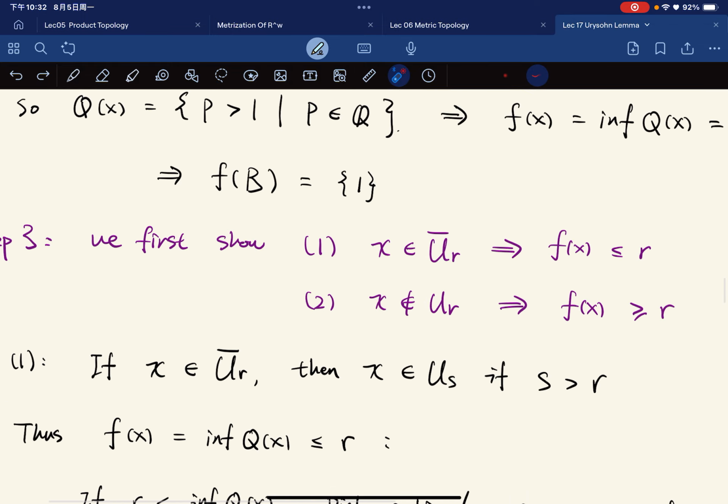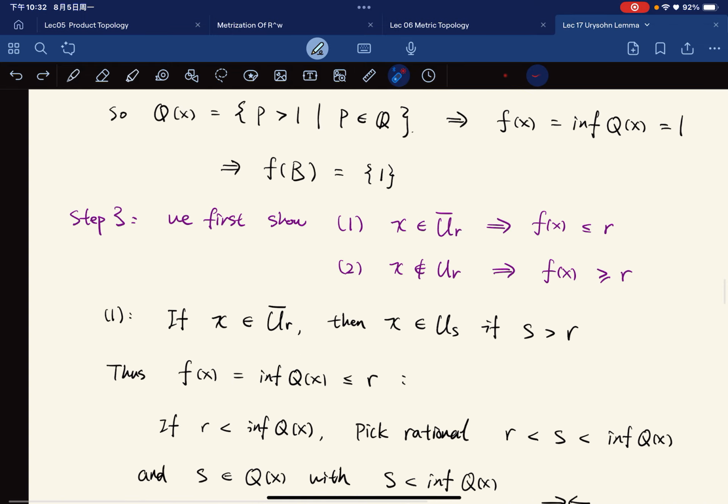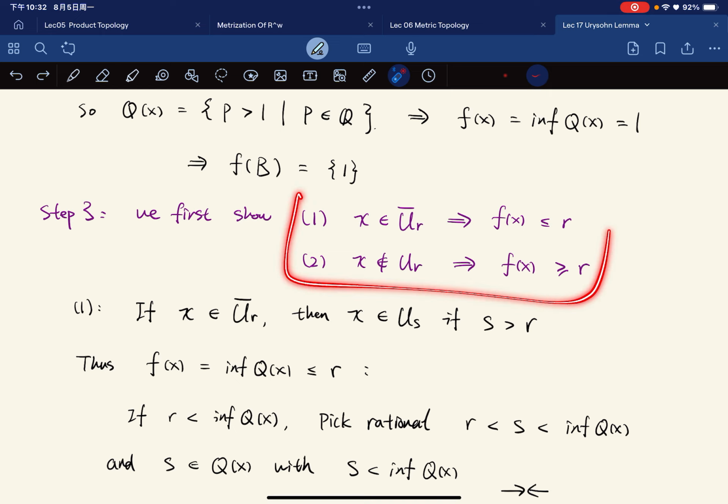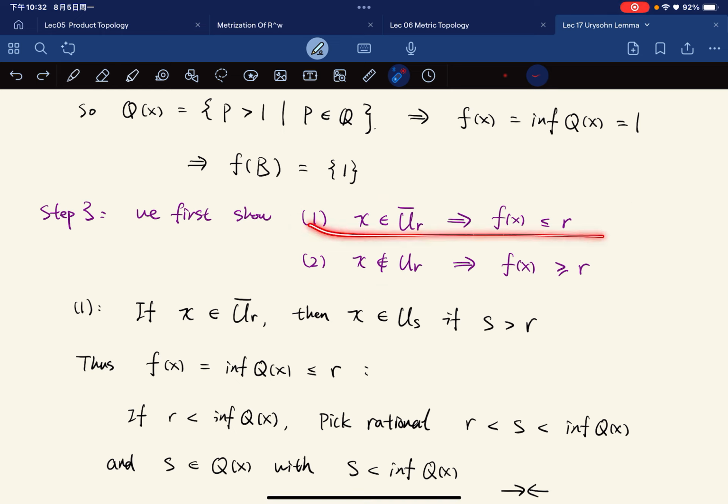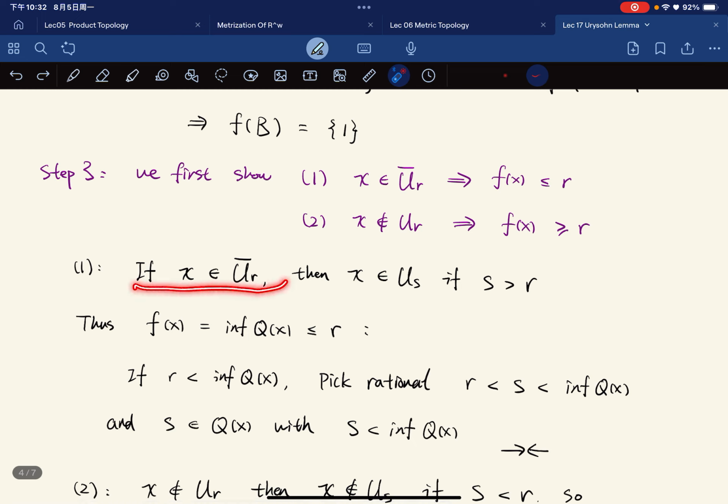And step 3, we're going to show these two elementary facts to prove that f is continuous. Remember, we have to prove that f is continuous. We're going to prove these two first. Okay, so the first one is that if x is in u r bar, then f of x is less than or equal to r. So if x is in u r bar, then you are in any us for s strictly greater than r, right? By the star condition. Thus, f of x is less than or equal to r. Infimum is less than or equal to r.